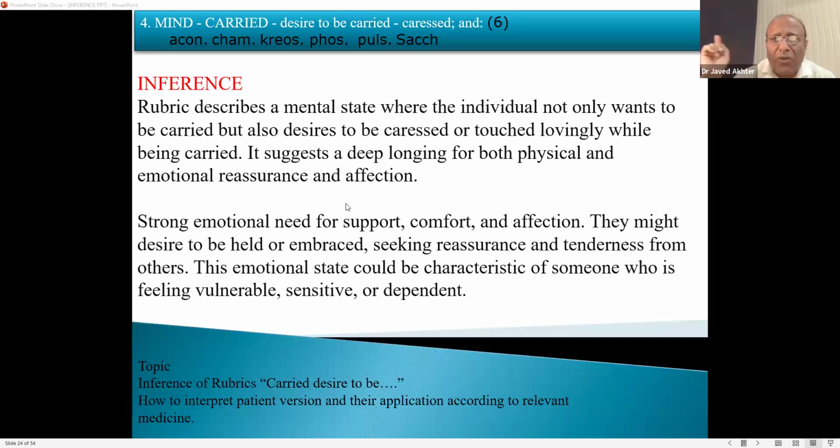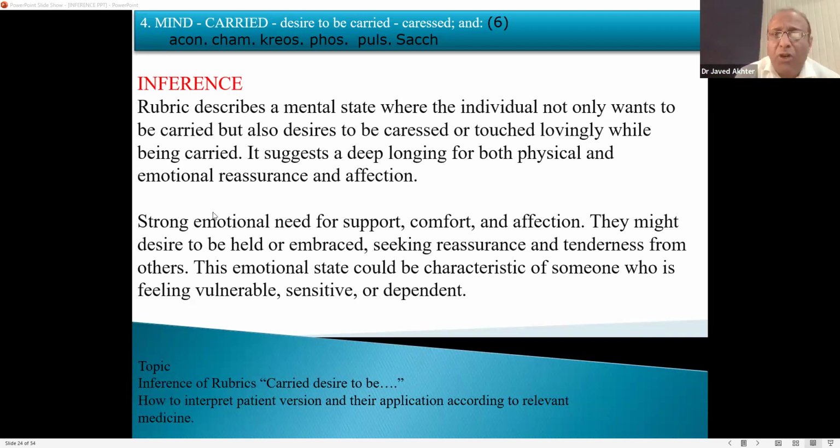The patient states that the individual not only wants to be carried, but also desires to be caressed or touched lovingly while being carried. It suggests a deep longing for both physical and emotional reassurance and affection. Strong emotional need for support, comfort, and affection. They might desire to be held or embraced, seeking reassurance and tenderness from others. The emotional state could be characteristic of someone who is feeling vulnerable, sensitive, and dependent. This is basically the rubric carried, desire to be carried and caressed.